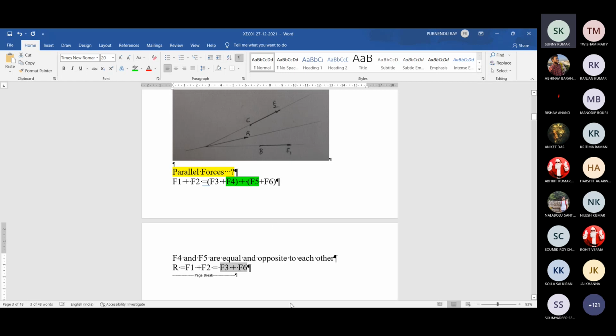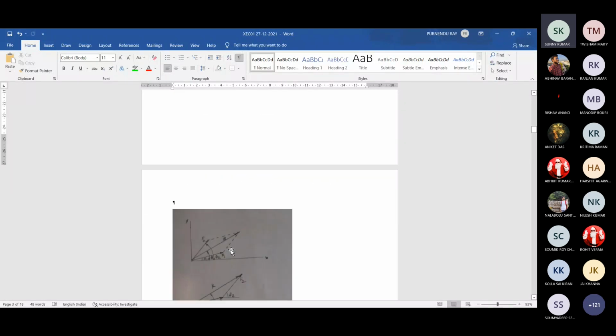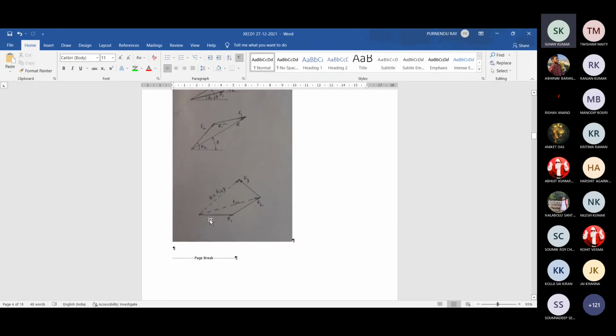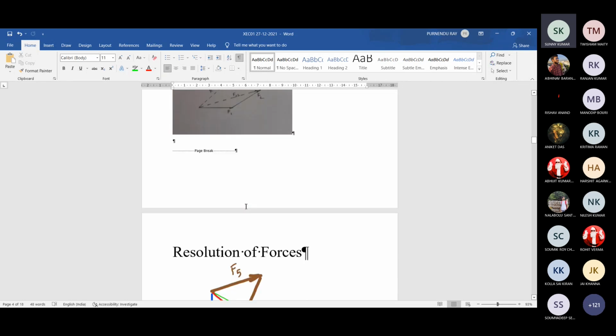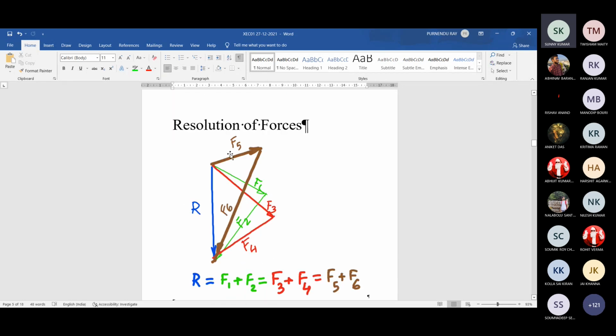Okay. Yes, sir. So geometrically it is very interesting, and you will enjoy playing with these geometries. Then we discussed the details of summation of more numbers of forces, etc. Then this is the way how we resolve it.